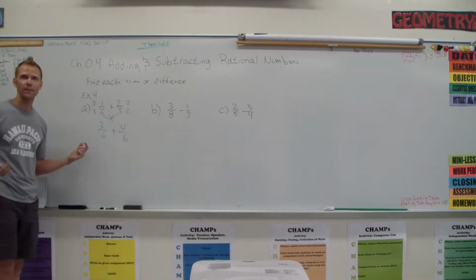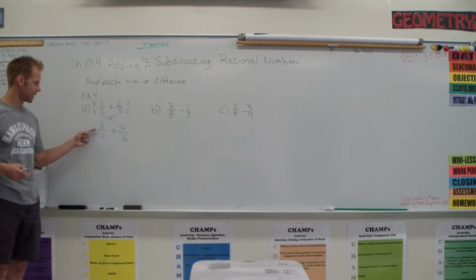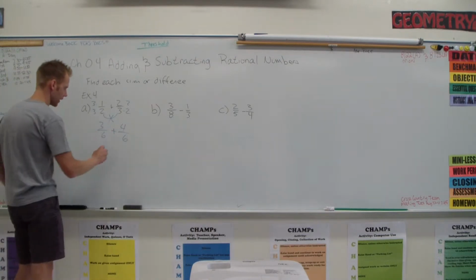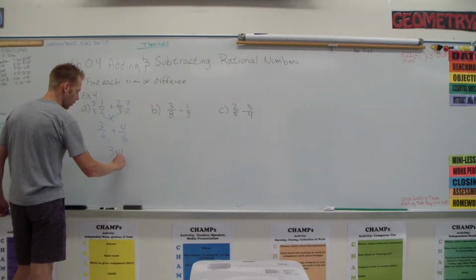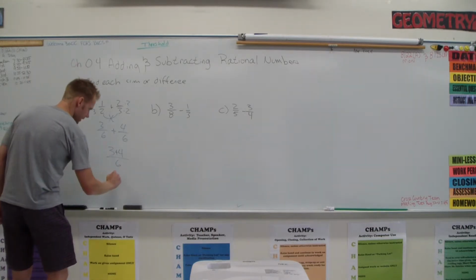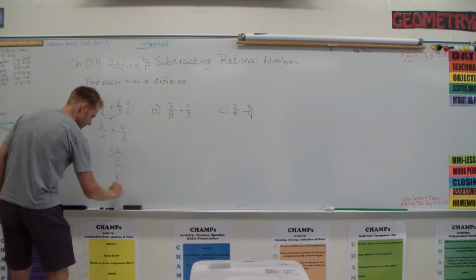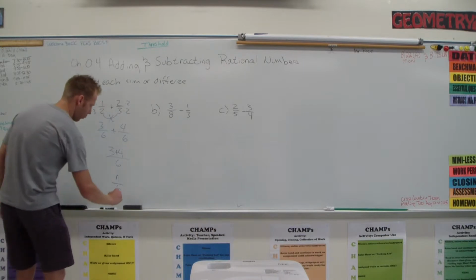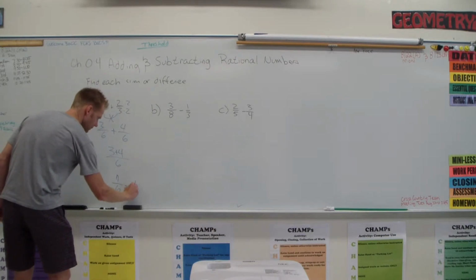Well, now I have a problem that I'm used to seeing. I have 3/6 plus 4/6. Okay. 3 plus 4 all over 6. The numerator is 7, 7/6, or 1 and 1/6. 1 and 1/6.